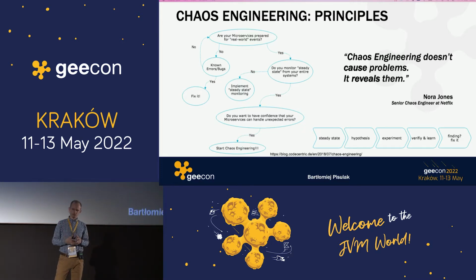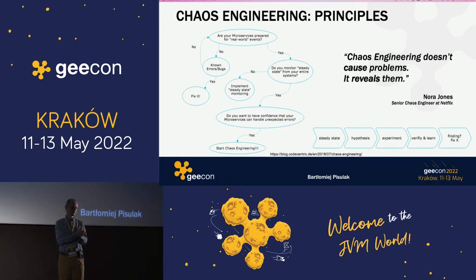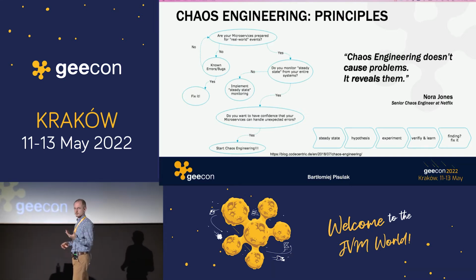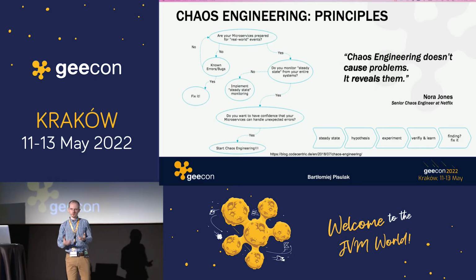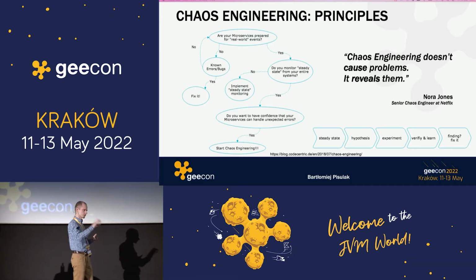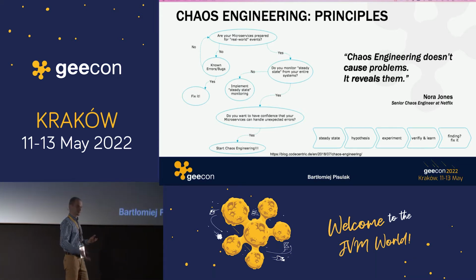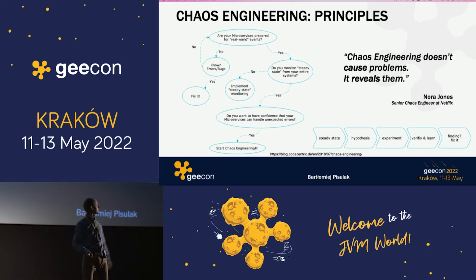So chaos engineering gives you the possibility to introduce disruption to your system, to observe your system, to react, to see how it's going to behave, to fix problems, and then reiterate the same approach once again. And chaos engineering, in fact, is not about causing problems. Chaos engineering is about revealing problems. Disruptions, which are controlled by us, give a possibility to reveal the problems. And this is, of course, a nice quote by Nora Jones, who is a senior chaos engineer at Netflix, that you can see on the screen, saying exactly that.